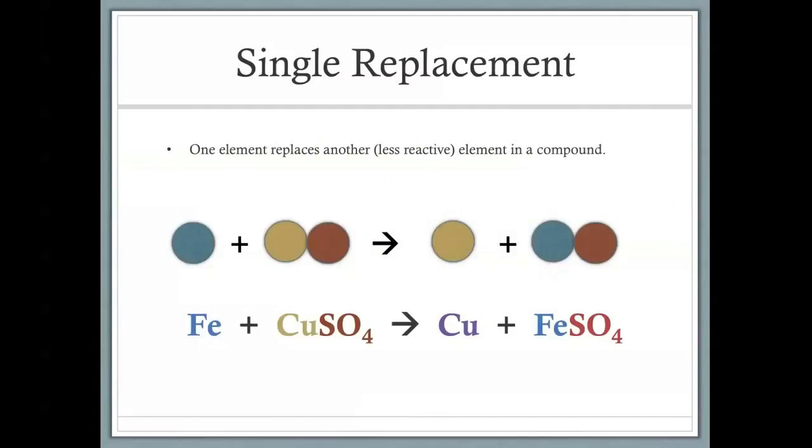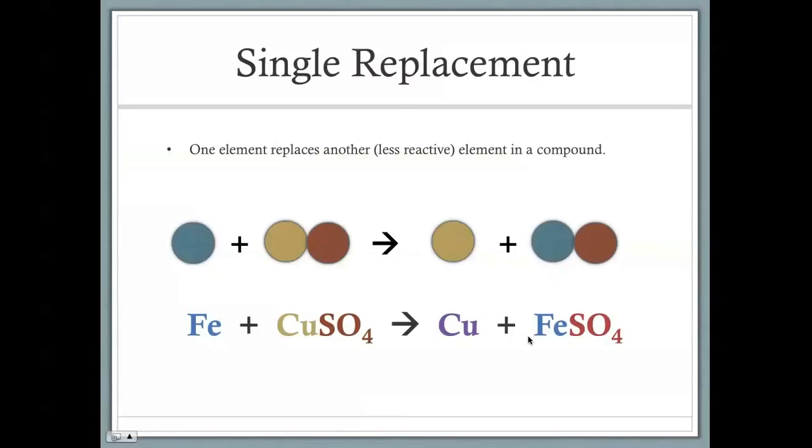All right, single replacement. One element replaces another less reactive element in a compound. So if you look down at the bottom, you're always going to see a single element and then a compound as your 2 reactants. And what happens is that single element is basically going to come in and kick out the positive metal ion and take its place.